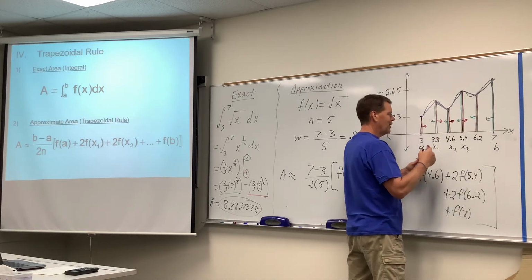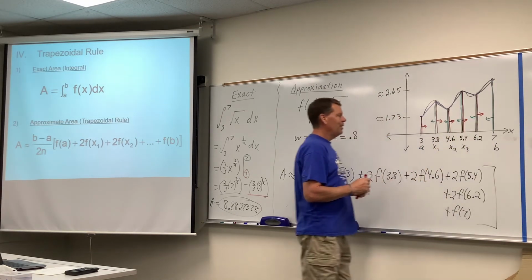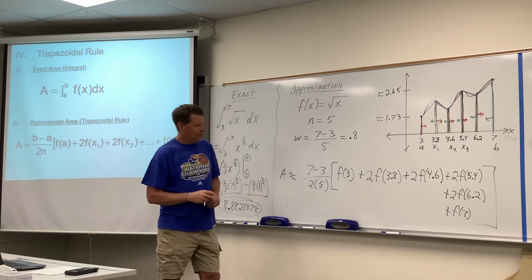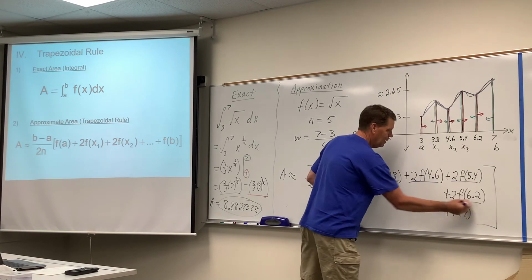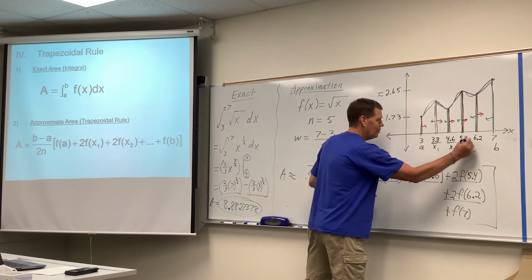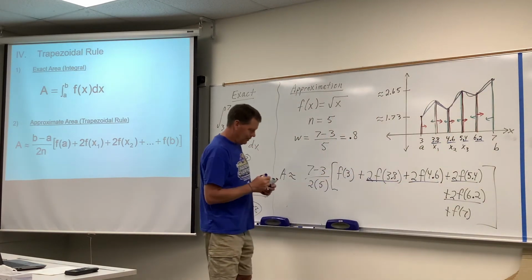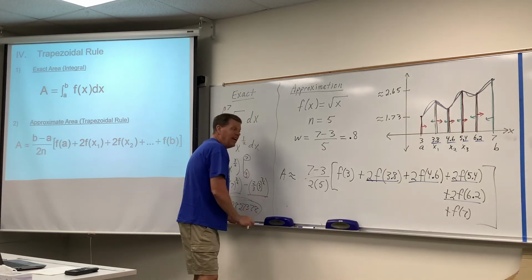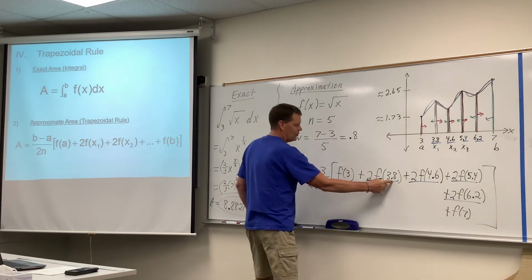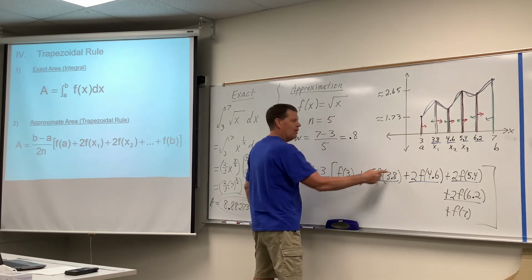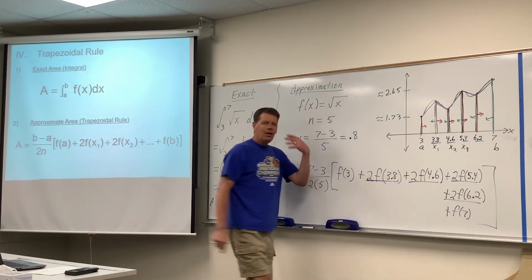I'm changing colors, green, red. I don't know if you can tell. But all those ones in the middle get doubled. But the 3 and the 7 don't. What's f? Square root. So this would be the square root of 3, this would be the square root of 3.8 times 2, the square root of 4.6 times 2, and so on.